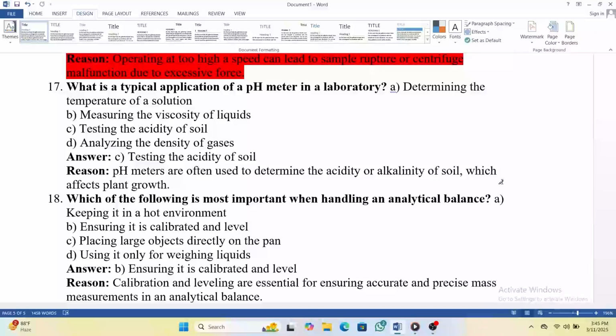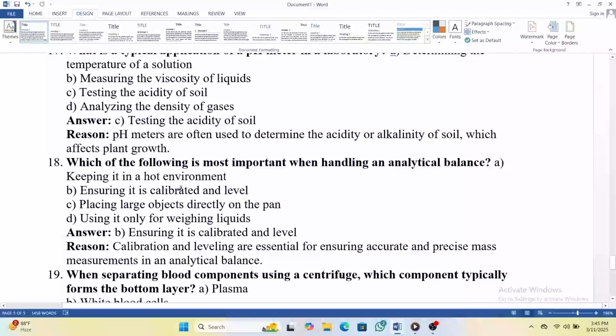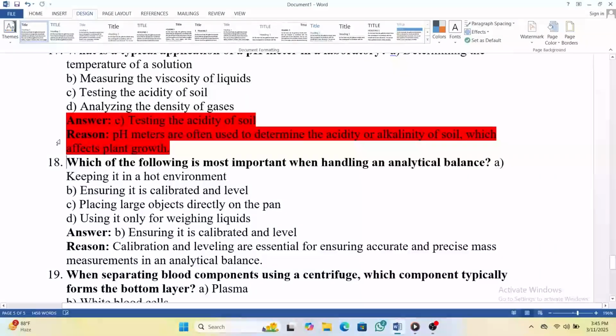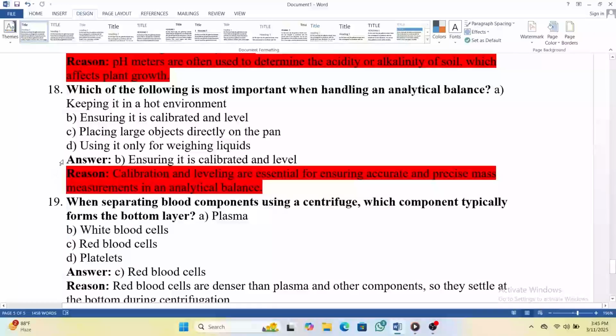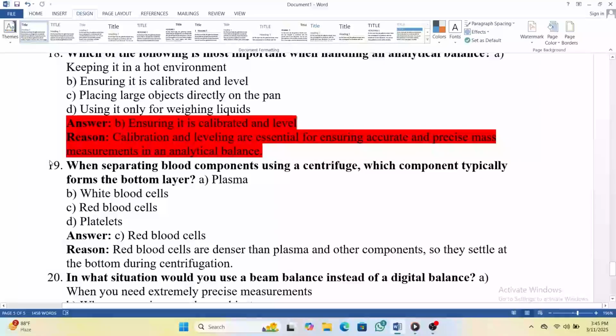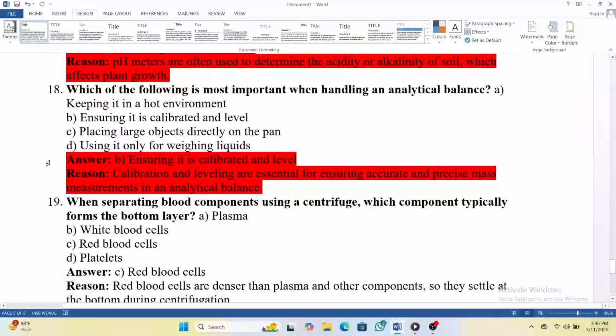18. Which of the following is most important when handling an analytical balance? A. Keeping it in a hot environment. B. Ensuring it is calibrated and level. C. Placing large objects directly on the pan. D. Using it only for weighing liquids. Answer: B. Ensuring it is calibrated and level. Reason: calibration and leveling are essential for ensuring accurate and precise mass measurements in an analytical balance.